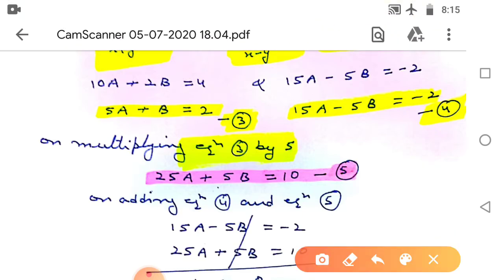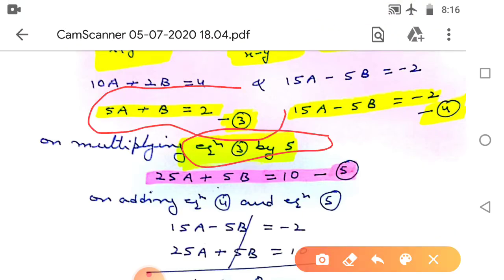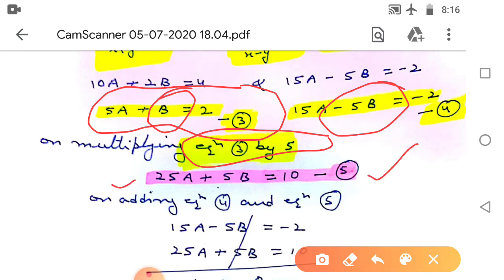So multiplying equation 3 with 5. This is equation 3. If you multiply this equation with 5, the coefficient of b becomes 5, and here the coefficient of b is minus 5. Clear? So this is equation number 5. After multiplying equation 3 with 5, we get 25a plus 5b is equal to 10.